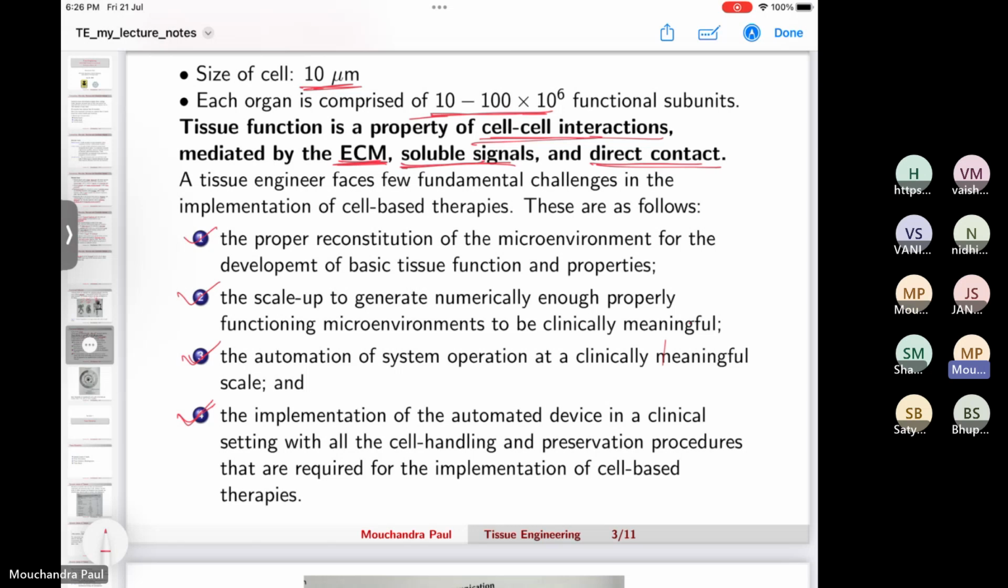And lastly, implement in a clinical setting, with all the procedures optimized, like how to handle the cells, how to preserve these tissue grafts and all. All these things need to be optimized when it is actually getting implemented in the clinical setting. So these are the four important steps that a tissue engineer has to keep in mind, like a ladder, level 1, level 2, level 3, level 4, in order to make a successful tissue engineered product.